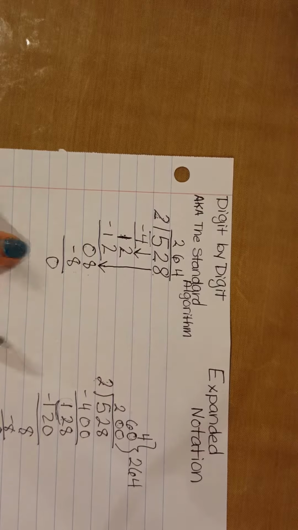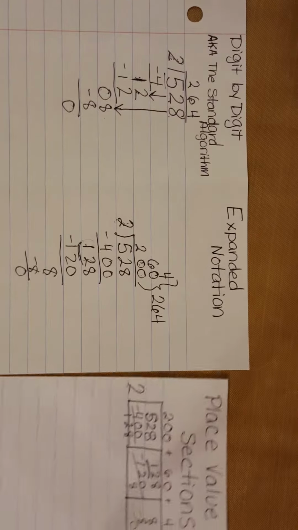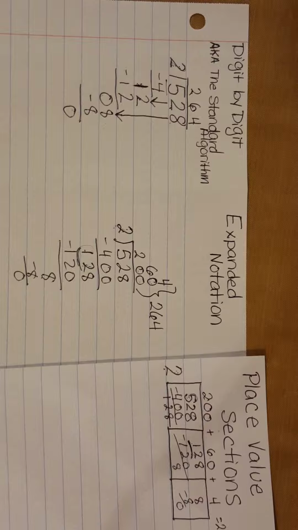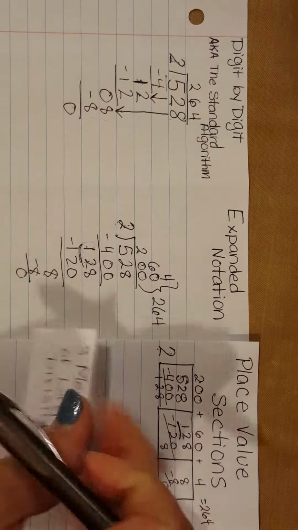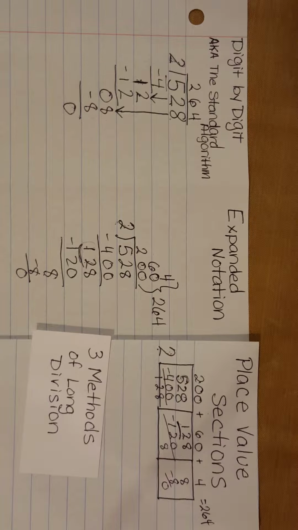So this is how we do standard algorithm, expanded notation, and place value sections, and those are the 3 methods of long division. Once you've mastered this, we can move on to all of the other special cases of long division.